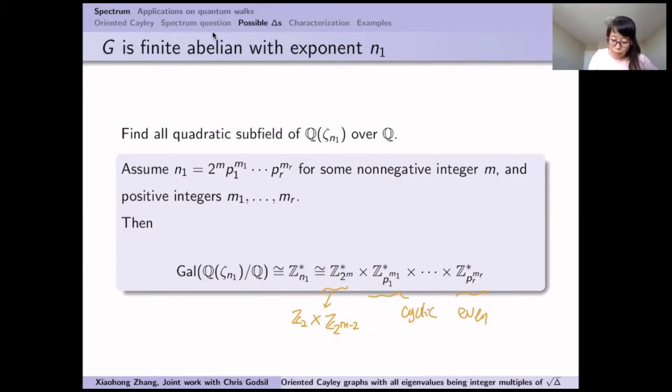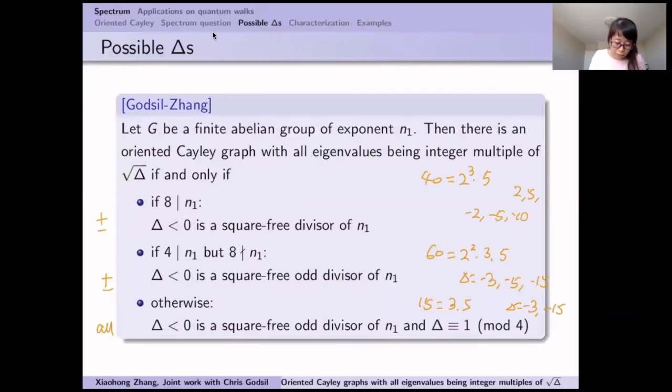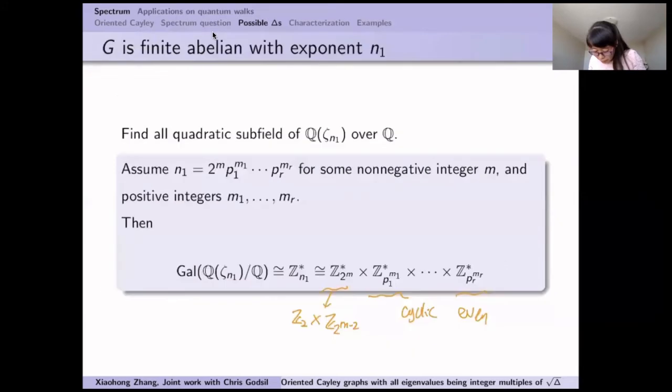So the collection of subgroups of this group of index 2 are exactly all those deltas we get here, including the positive and negative ones and all the doable ones here. So we know which deltas are realizable, and the tool we use is some Galois theory.